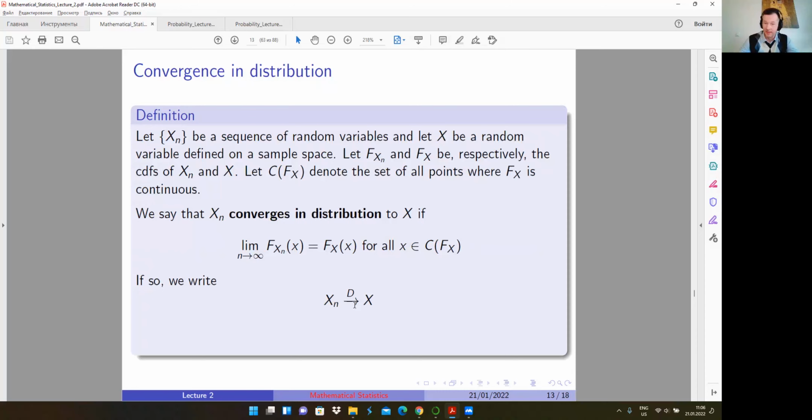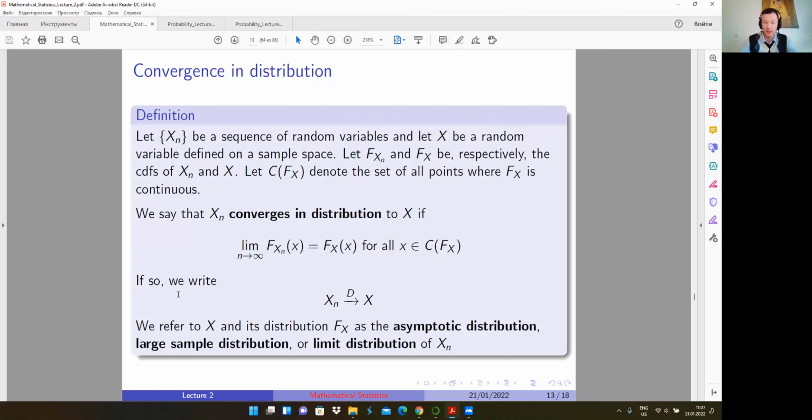So we will denote this with the following notation: Xn converges in distribution to X. And we will refer to F_X and X as the asymptotic distribution, large sample distribution, or limit distribution of Xn. So that's where these asymptotics come from. That is in the name of the lecture. The large sample asymptotics means that when you have a large sample, the distribution asymptotically converges to some known distribution of this X.